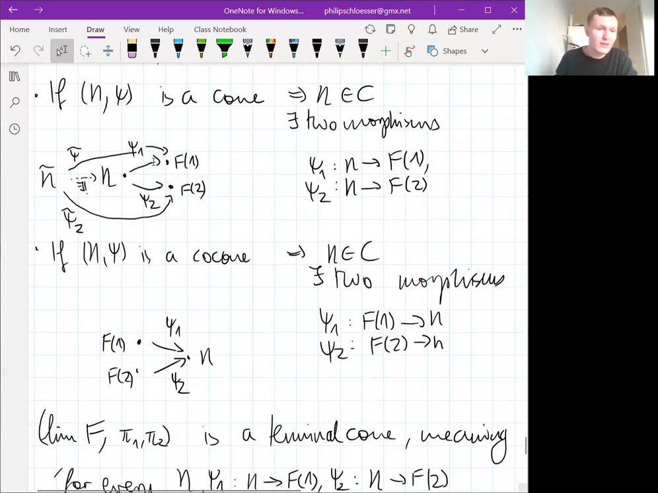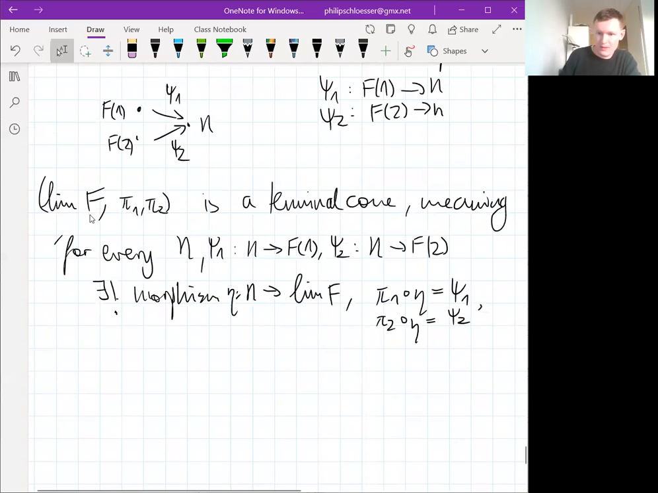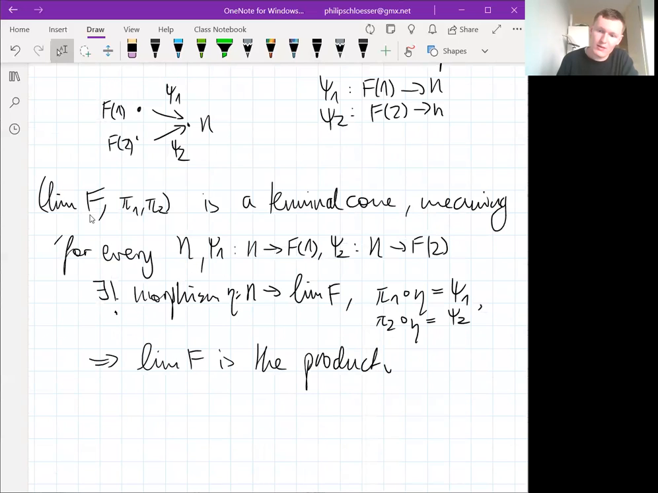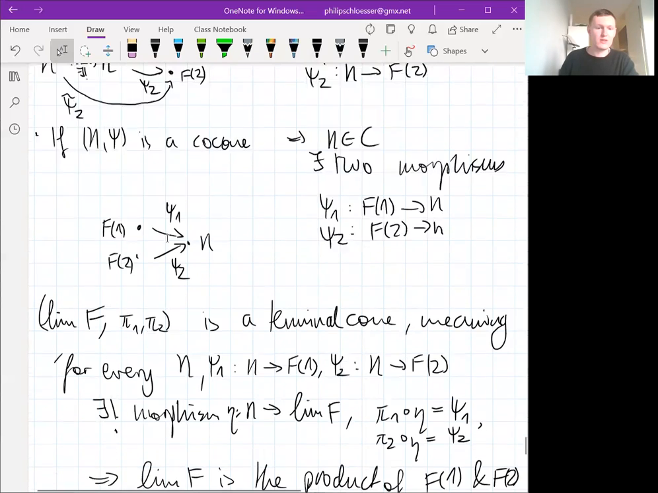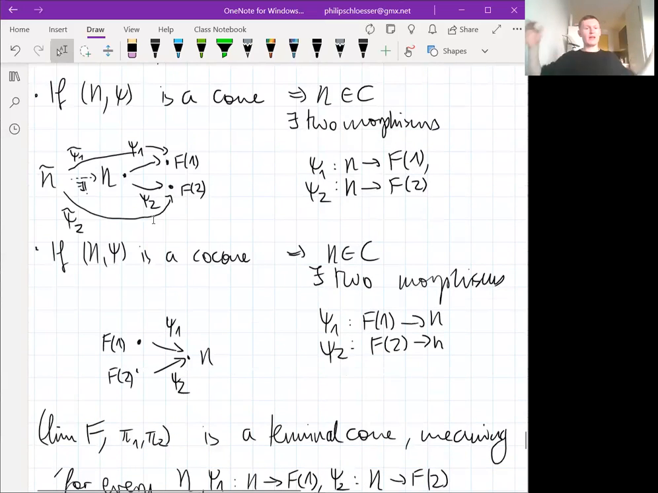Or let's say those two morphisms, psi1 tilde and psi2 tilde, factor through n. And this means that lim f is the product of f1 and f2, because every morphism from anything whatsoever to the product of f1 and f2 is given by giving a morphism to f1 and a morphism to f2.